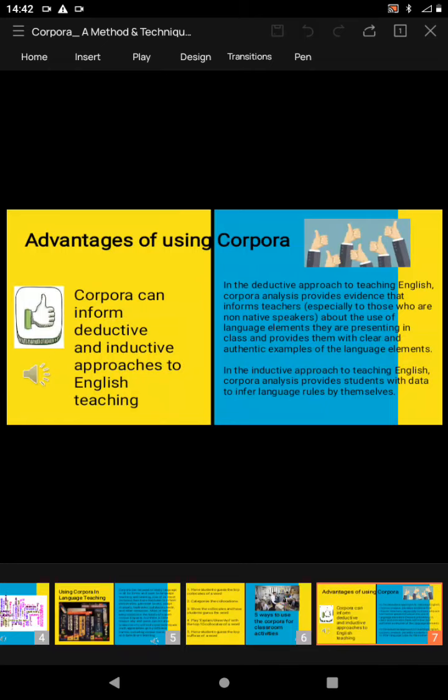There are advantages of using corpora. 1. Corpora can inform deductive and inductive approaches to English teaching. In the deductive approach to teaching English, corpora analysis provides evidence that informs teachers, especially those who are non-native speakers, about the use of language elements they are presenting in class and provides them with clear and authentic examples of the language elements. While in the inductive approach, corpora analysis provides students with data to infer language rules by themselves.